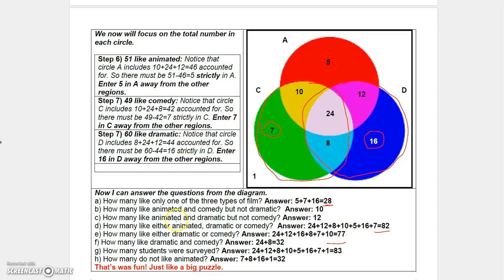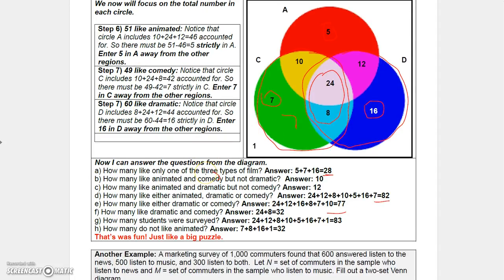And then how many like drama and comedy? Well, drama and comedy would be everybody that's in the drama and comedy circle. So let's see, where's drama and comedy? Okay, so that would be here. Can't find it, there it is. That would be these guys, drama and comedy. So that's 32.